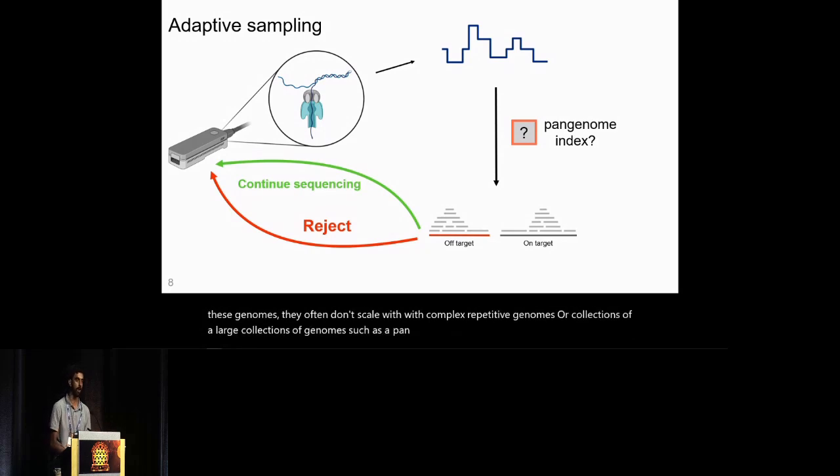So one thing that we wanted to address was, can we build a nanopore raw electrical signal classifier, but using an underlying pangenome index, allowing adaptive sampling to scale to larger and larger references.